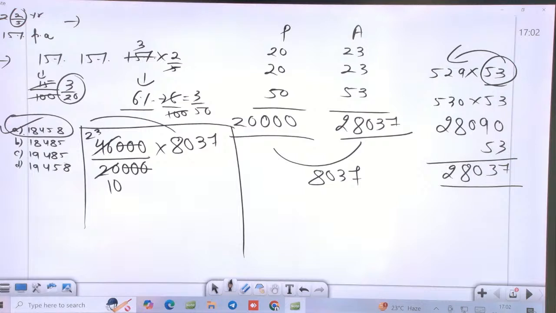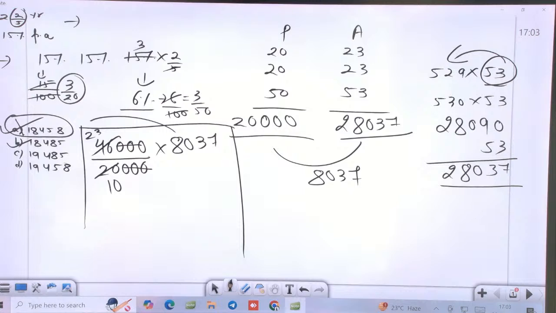The compound interest for 2 years. Wait. Give me 1 second just. The difference between, change the question. The difference between CI and SI. What? Is not. Okay, B. So answer is B. Sorry. Answer is B. That 18,485. 18,000, right? 18,485.